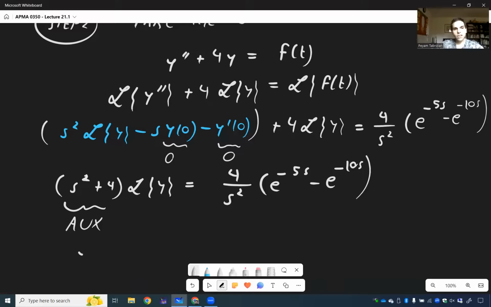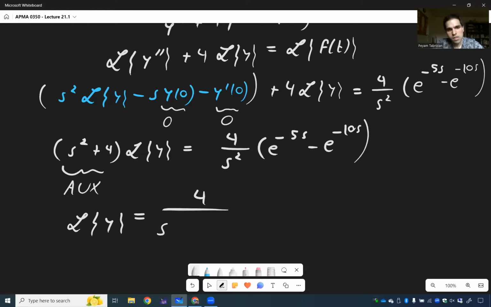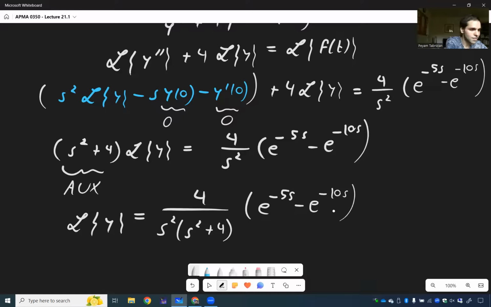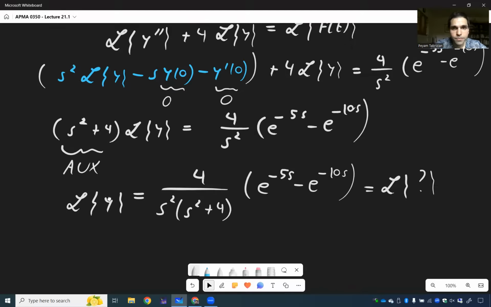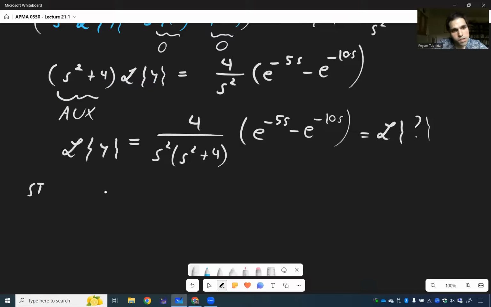And so in the end, what we get, L of y, is 4 over s squared times s squared plus 4, and then e to the minus 5s minus e to the minus 10s. And of course, the next step is to do partial fractions, because remember, our goal is to write this whole thing as a Laplace transform. So step 3, partial fractions.